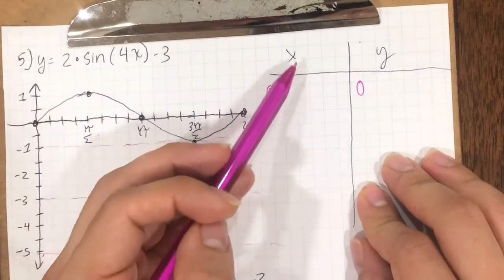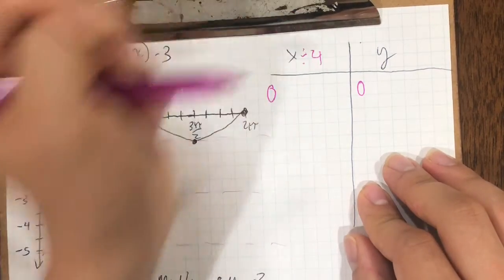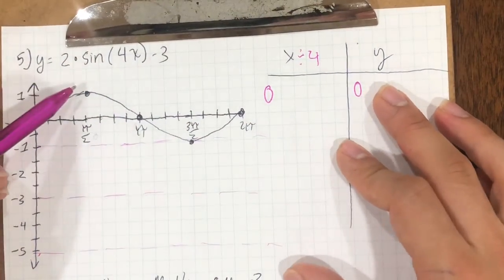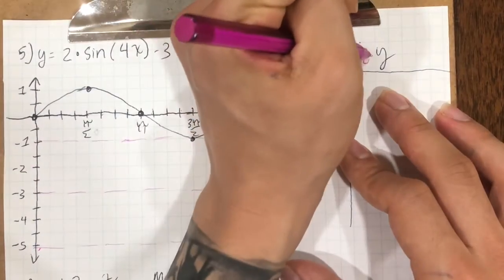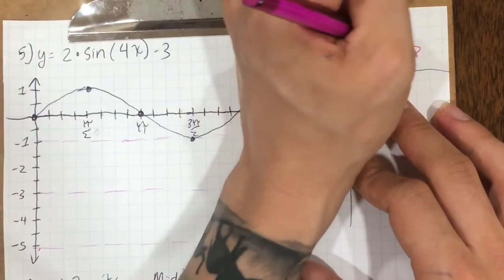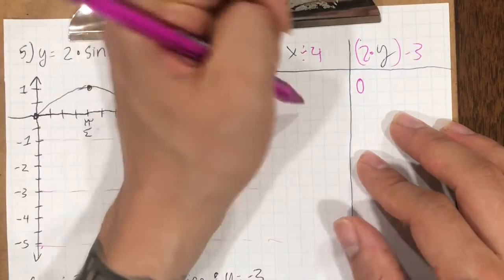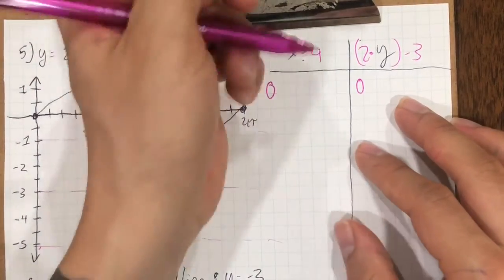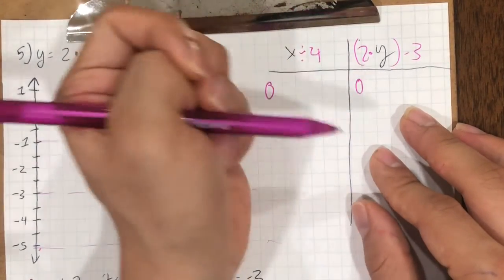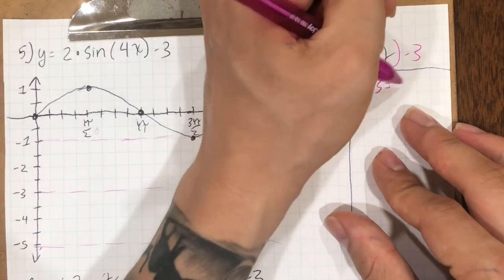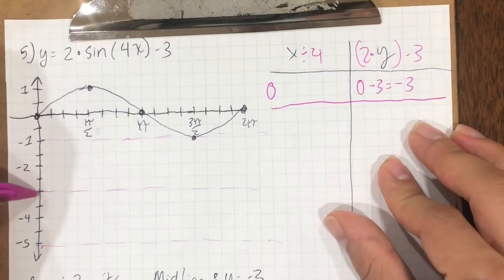So for the x values, I take whatever coefficient is in front of x and divide it. And then for my y values, I multiply whatever the coefficient is for the whole trig function. And then after that, subtract 3. So I have x divided by 4. So 0 divided by 4 is still 0. And then I have 2 times 0, which is still 0. And then I subtract 3, I get negative 3. So my first point is going to be (0, -3).